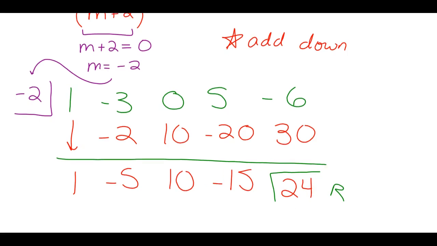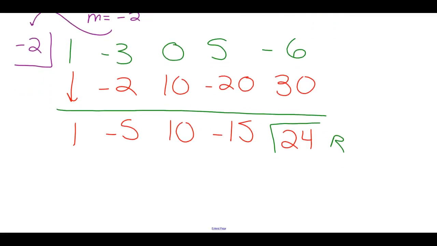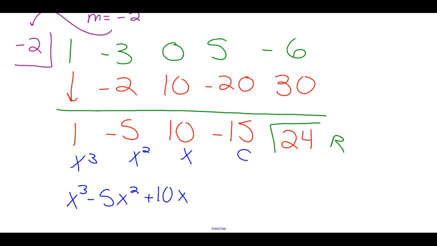Now that's it. Once you get the hang of it, it goes really fast. You can probably do that in like 30 seconds, okay? But now we have to write out our answer. So the way this works, the number in the box is the remainder. This is the constant. This is the x. This is the x squared. This is the x cubed. And if it was even bigger, it would just keep working its way backwards, okay? So my final answer would be x cubed minus 5x squared plus 10x minus 15. And then, do you remember from the video last week, how do we write the remainder?